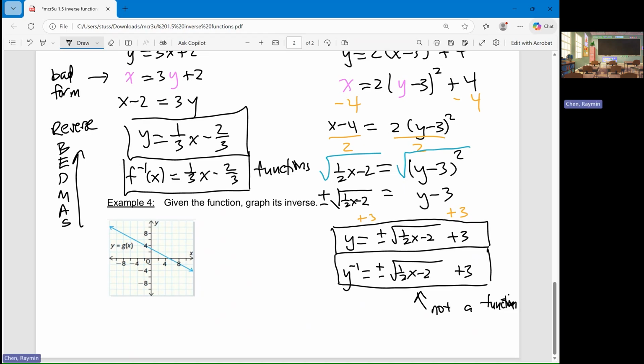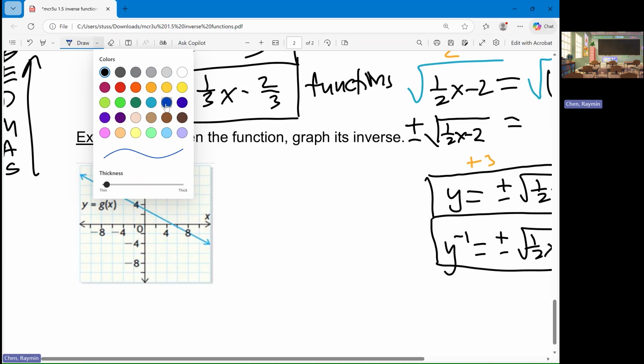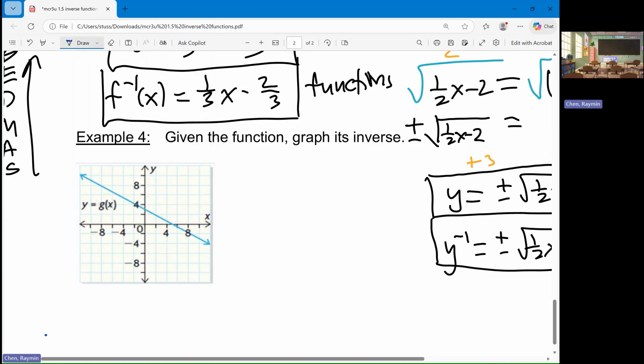Finally, example 4, the last question of the lesson. Let's just read it quickly. Given the function, graph its inverse. I'm going to zoom in so people can see a bit better. And to help you with this last question, I'm going to make you focus on this function g of x. I'm going to take 2 key points. The first key point is probably (0, 3). I'm just going to point to it so that people can see it. And the other key point is down here, and that's (5, 0).